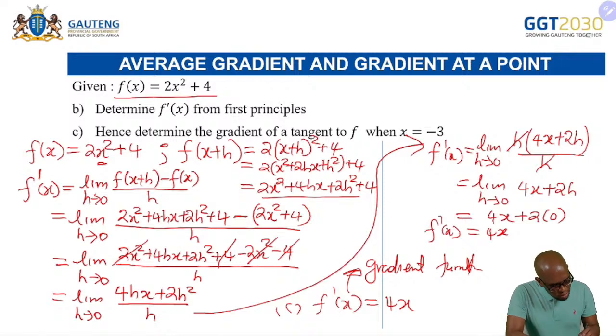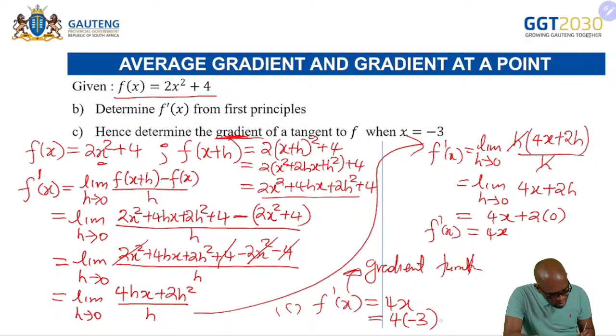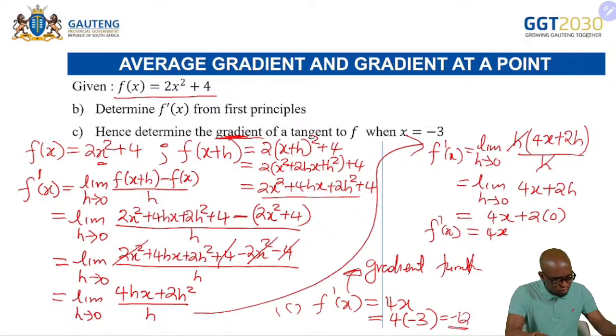So in this case, we are given calculate the gradient of a tangent when x is minus 3. Obviously, f dash x is the gradient. So this would be 4 into minus 3. We want to know what the gradient would be if x is minus 3. So this would be given by minus 12. So that is how we find our gradient function.